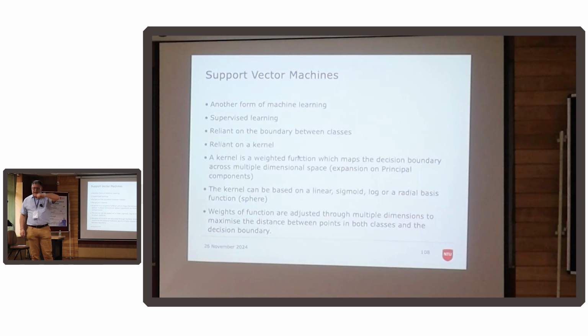And it's the radial basis, so the radial is effectively the width, or half the width of the circle, half the diameter of the circle. And what happens is the SVM changes the weights of the function, effectively scaling the data through the multiple dimensions to maximize the distance between the points and the decision boundary. So it knows the distance from class A to the line, it knows the distance from class B to the line, and then it moves the line such that the distance between A and the line and B and the line is as big as possible.